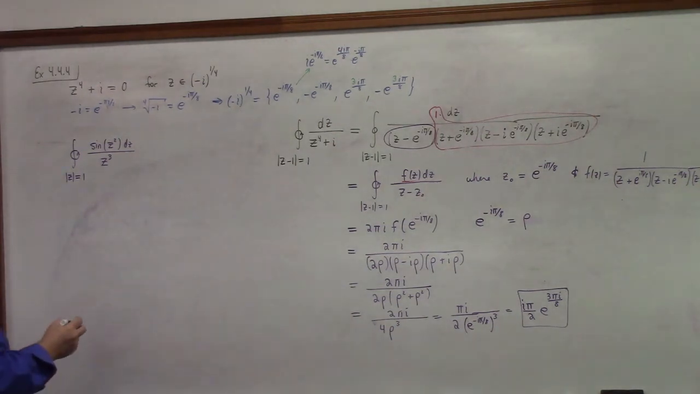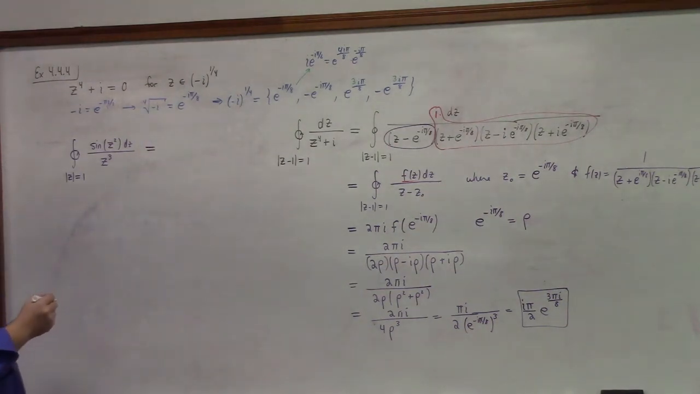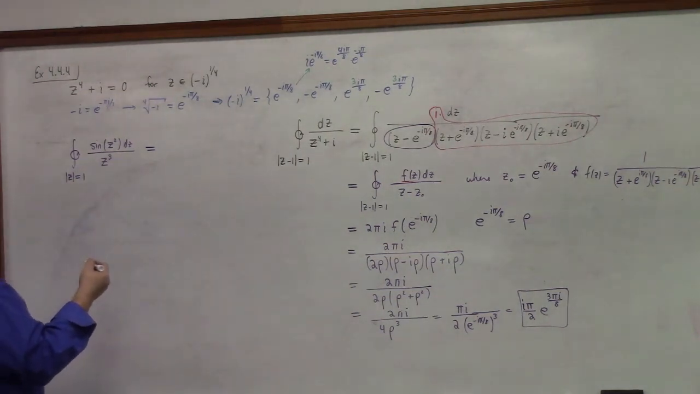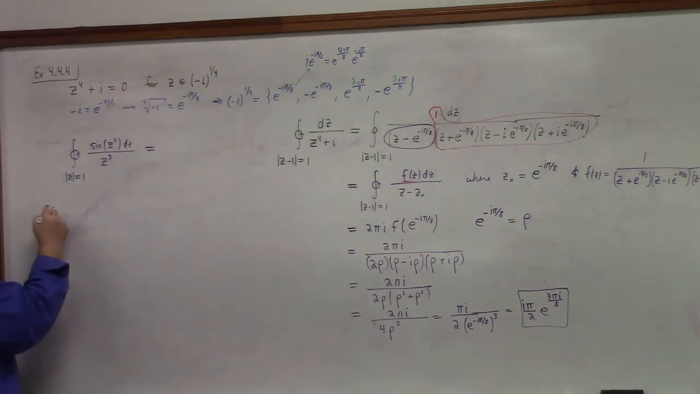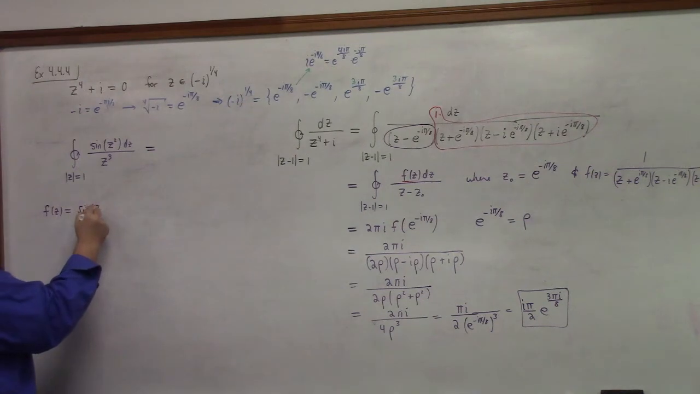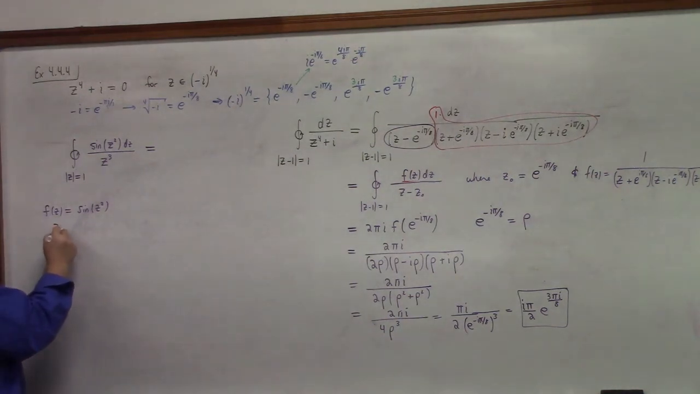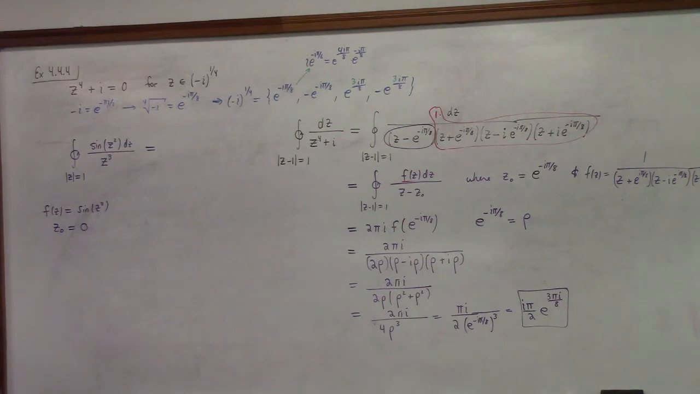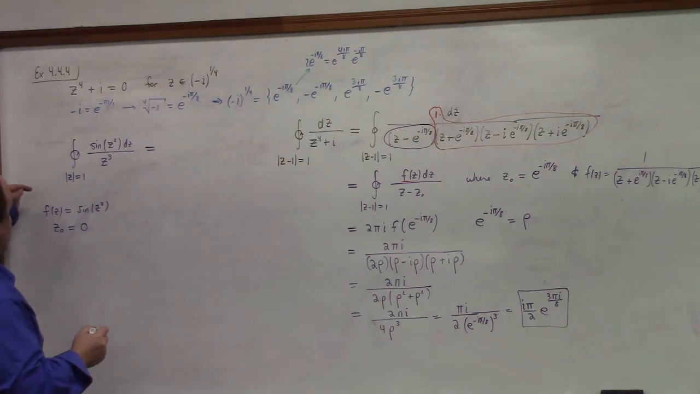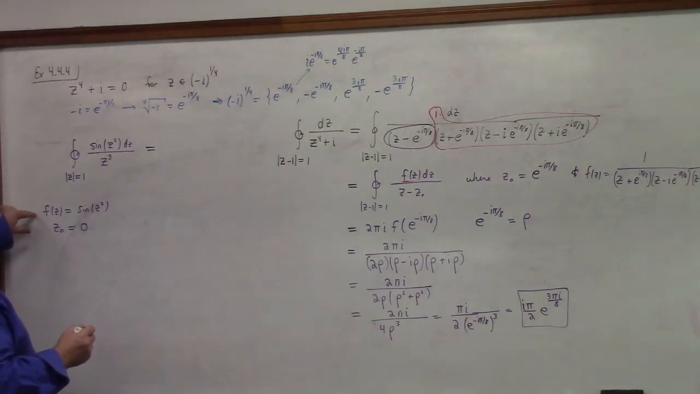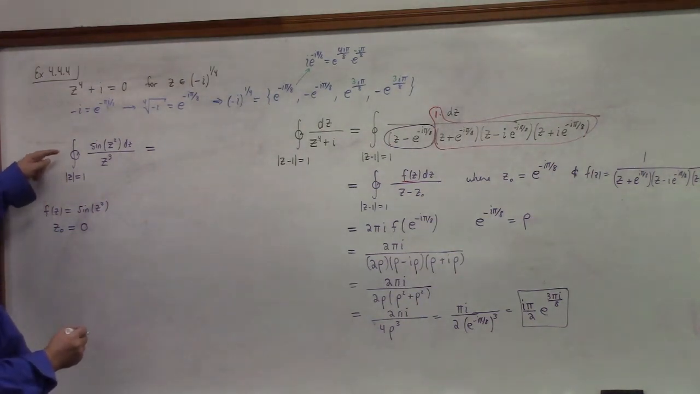So let's see here. Can we do this? We're thinking about using Cauchy's generalized integral formula. Here, f(z) is sin of z squared, and z₀ is 0. Yeah, that's my point, we can use this straight up. So my question to you is, is it clear that this function is holomorphic inside the disk? Well, that's true, because in fact f(z) is entire.